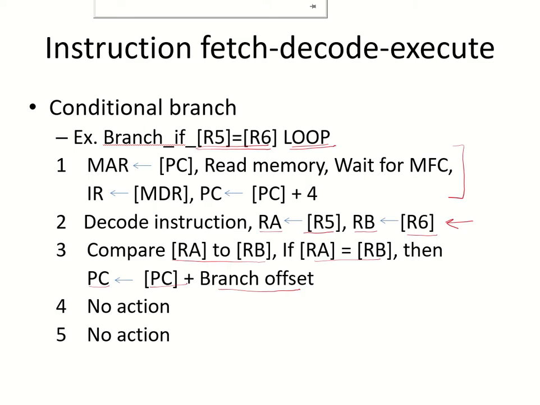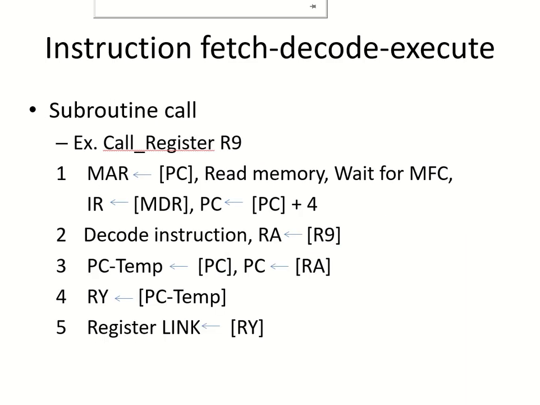So if the condition was true, the program counter has the new value of the target address and the next instruction will be fetched from there. If the condition was false, then the program counter has not changed and the next sequential instruction will be fetched from the memory.